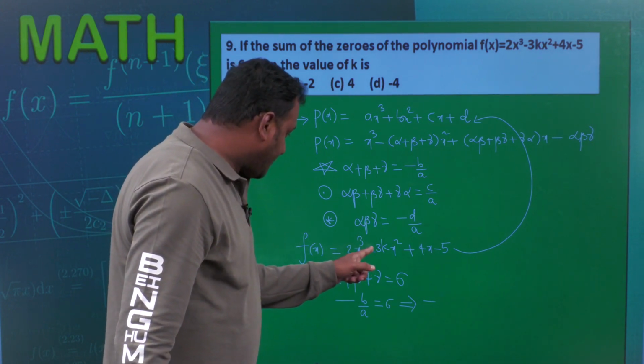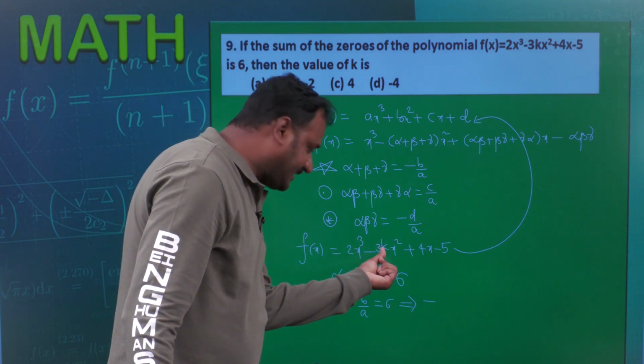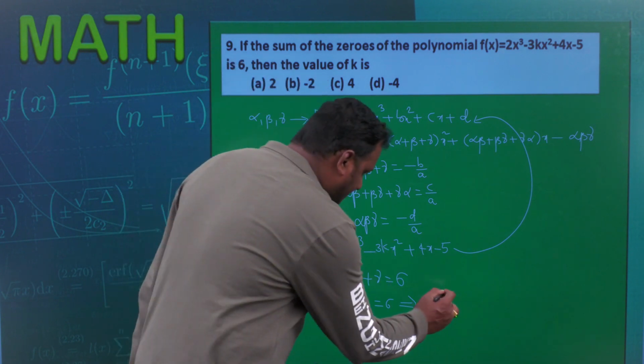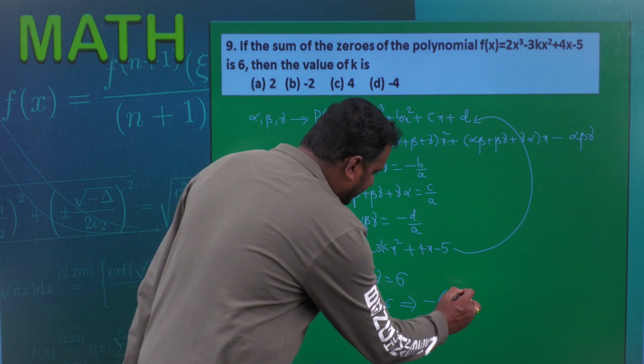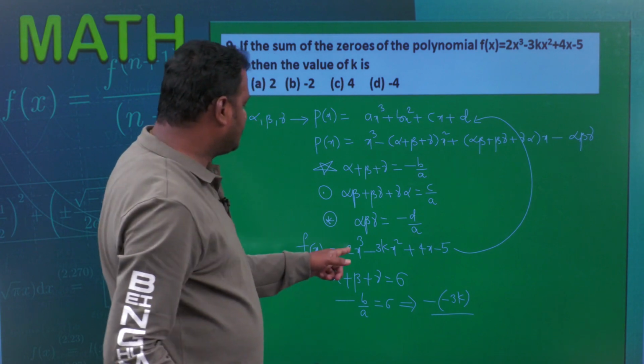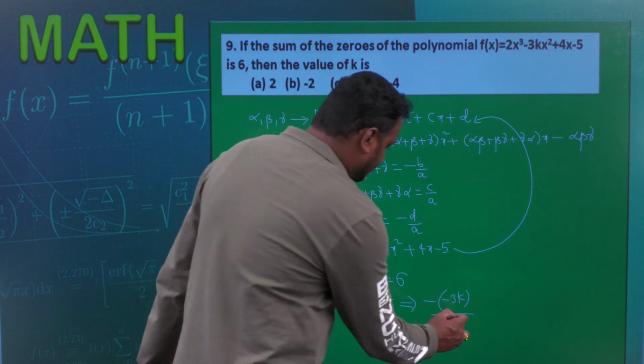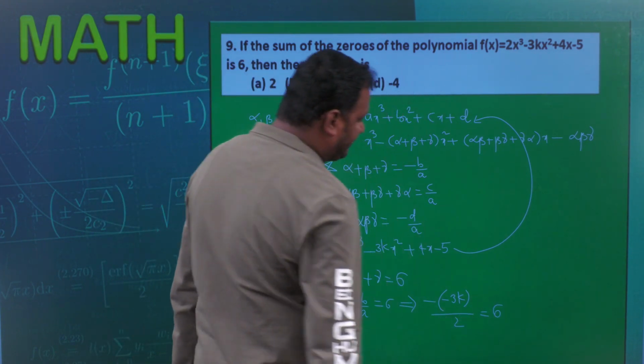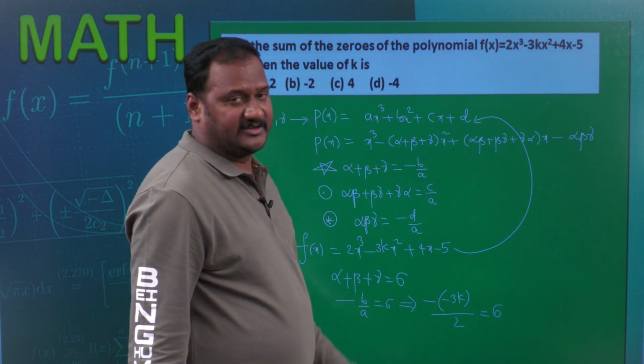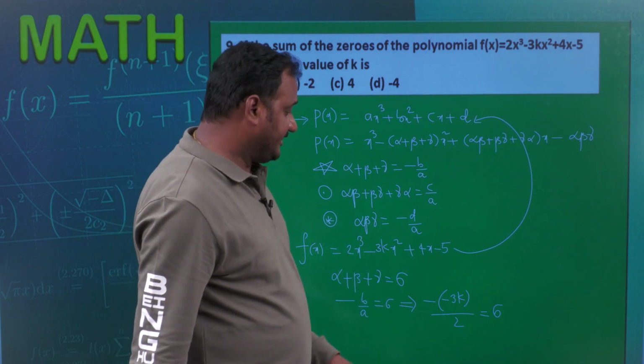Ax cube plus bx square. b is equal to minus 3k, right? So minus of minus 3k divided by a. a is going to be 2, which is equal to 6. Okay. So minus of minus 3k is equal to 3k by 2 is equal to 6.